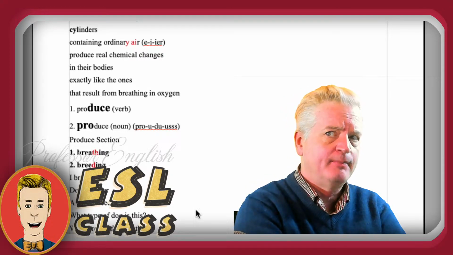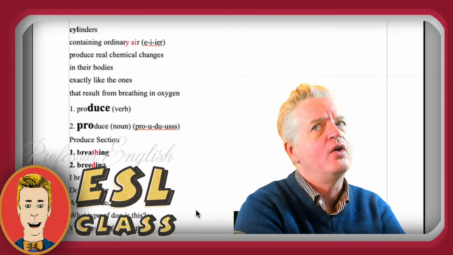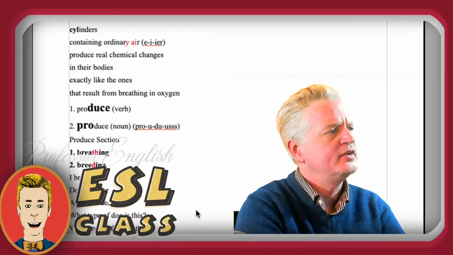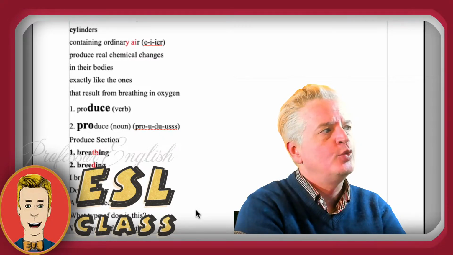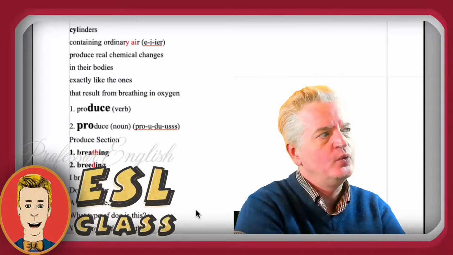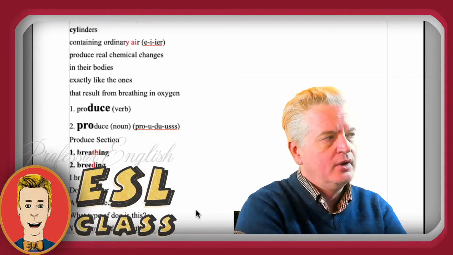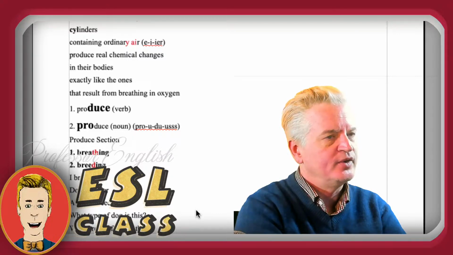Chemical. I think, what is that last sound? Cull. Chemical. No, it's short. Those are all short sounds. Chemical. Short. Chemical. So let's try to say that phrase. Produce real chemical. Produce real chemical. Okay, and the next word is changes. What do you think about that vowel sound? First vowel sound. Changes. Oh, that's super long.